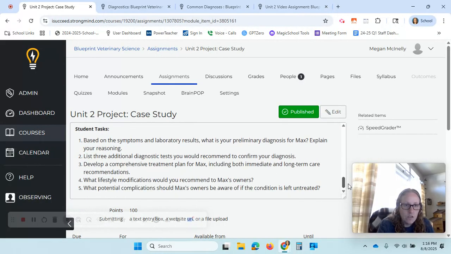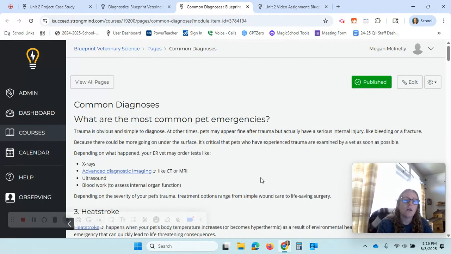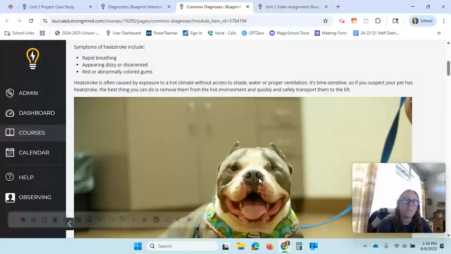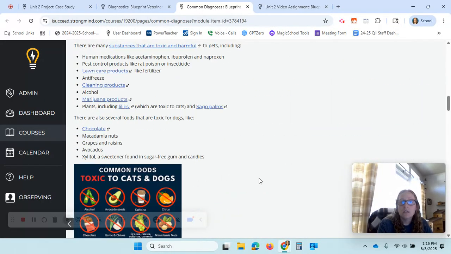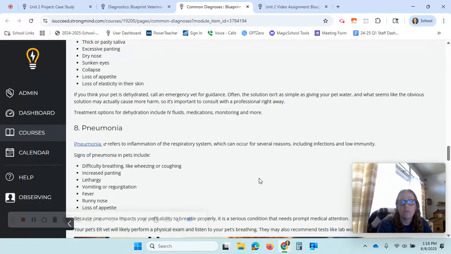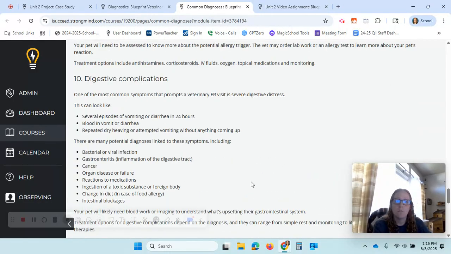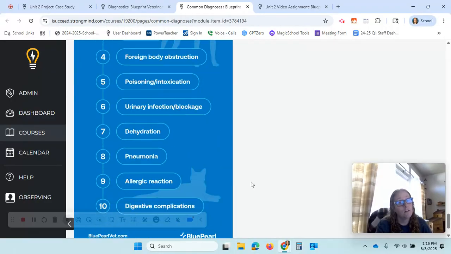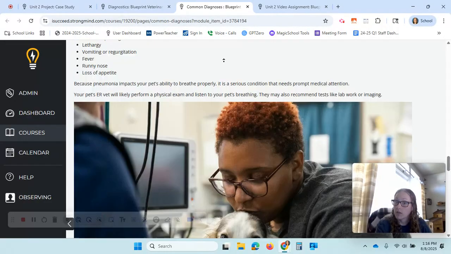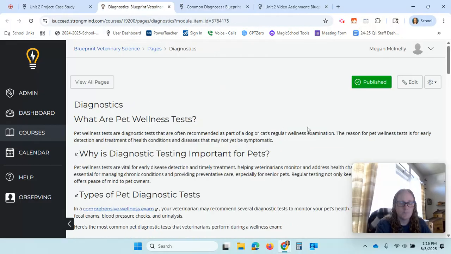So, student tasks. You have 5 tasks with this case study. Number 1, based on the symptoms and laboratory results, what is your preliminary diagnosis for Max? Explain your reasoning. Before you get nervous, let's flip back to our common diagnoses page. Take a look here at things that are common in the vet world, that happen often. I'm not saying the answers are here. It might be, it might not be. But these are things to keep in mind or to rule out as you go through this case study.